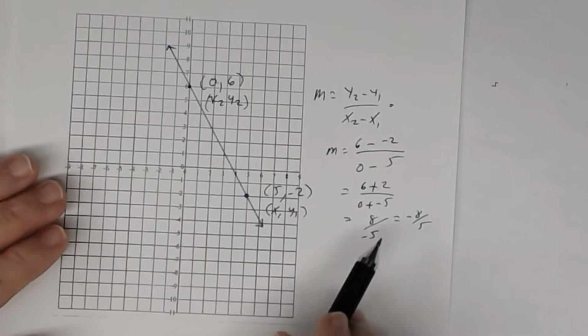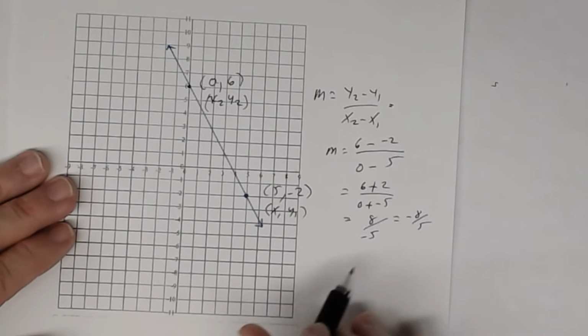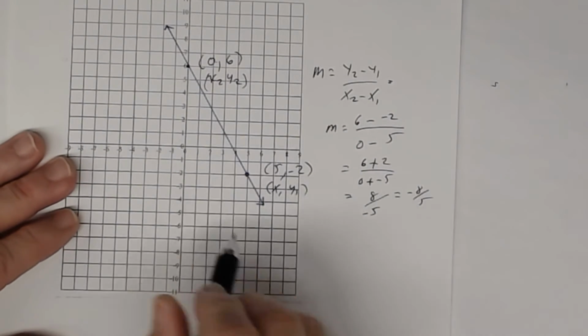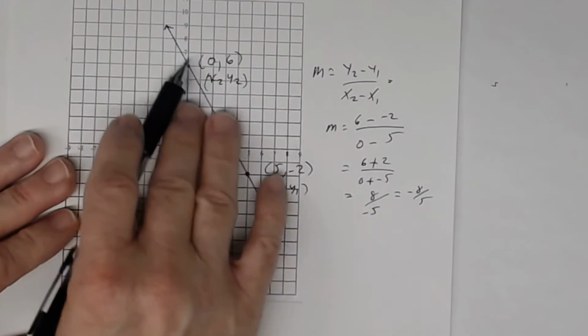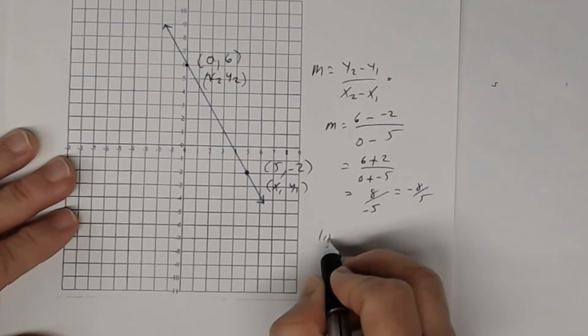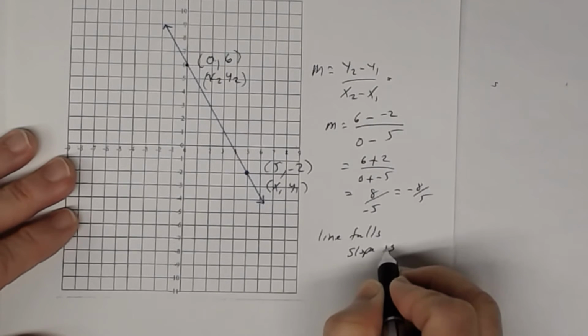All right, so there's the slope. So the slope is negative 8 fifths. Rise over run. So the rise is negative 8, the run is 5. So that's the slope, negative 8 fifths. So notice that since the slope is negative, the line falls. So the line falls as you go from left to right. Notice the line is falling. Slope is negative.